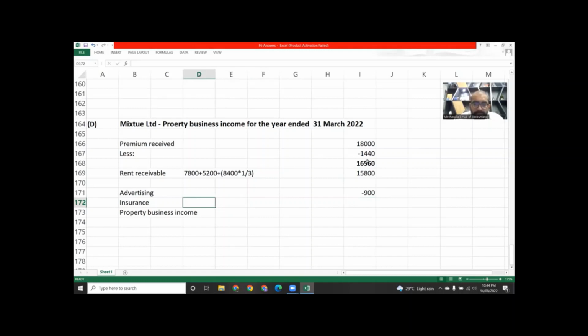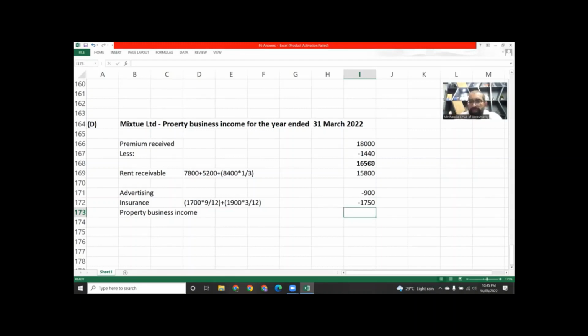How to calculate insurance? Look here. For insurance, the first 9 months is 1,700 times 9/12, bracket close, plus the second number, 1,900 times 3/12. 1,900 times 3 divided by 12. This will come out to be 1,750. So these two are the allowed expenses.